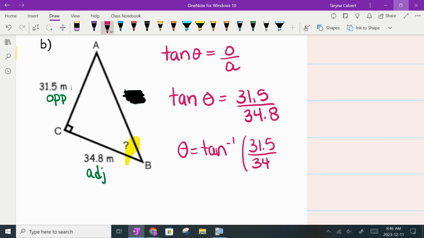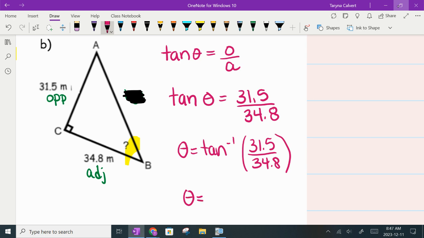I don't need to see both. If you want to show both, that's fine, but one of these is enough work. So if you rather show me this as your work instead of tan theta equals 31.5 over 34.8, just show me theta equals tan negative 1 and your ratio. Either one of those or both, but like I said, minimum one of those steps and an answer gives you full marks.